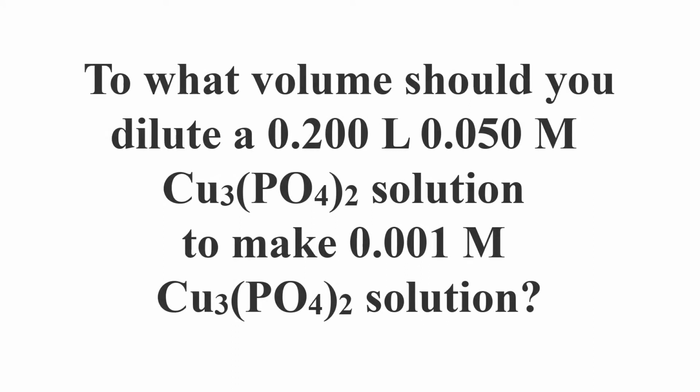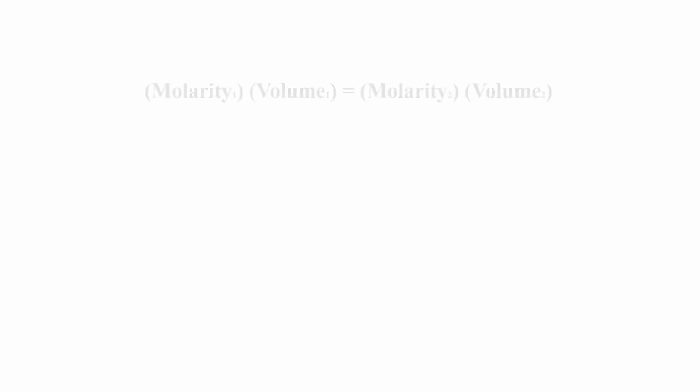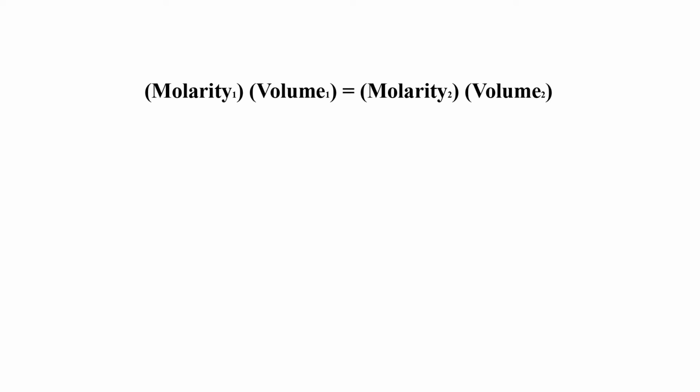So to what volume should we dilute 0.2 liters of 0.050 molarity copper 2 phosphate to make a 0.001 molarity copper 2 phosphate solution? As I mentioned before, we can use the molarity and volume of the initial solution and equate it to the molarity and volume of the second solution. In this copper 2 phosphate solution, we have a molarity of 0.050 and a volume of 0.2 liters, and we want to convert it into a 0.001 molarity.